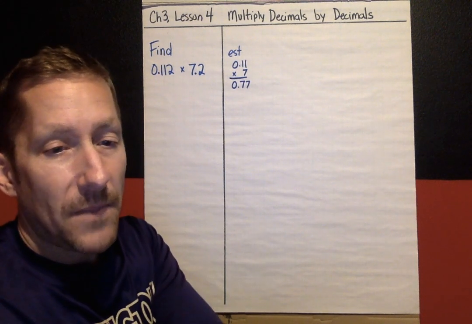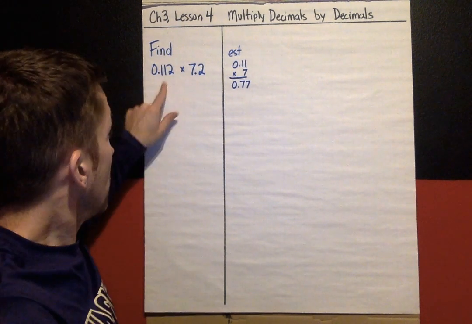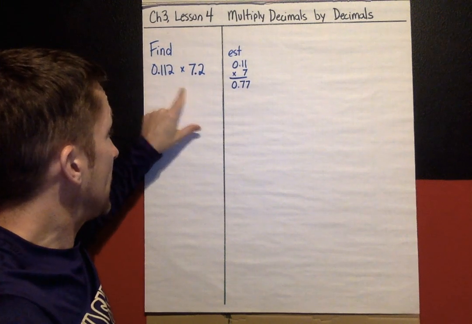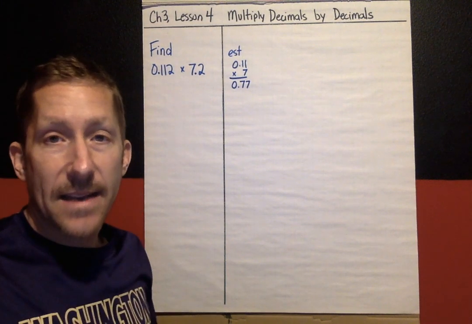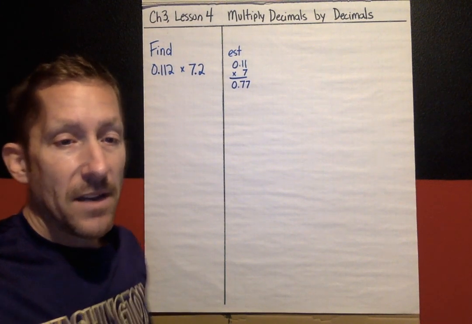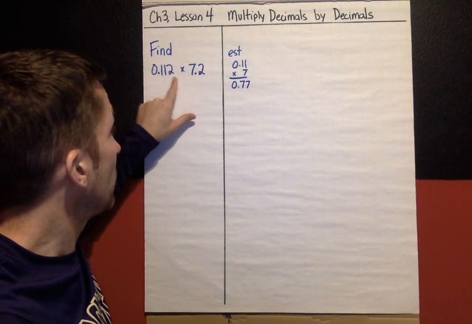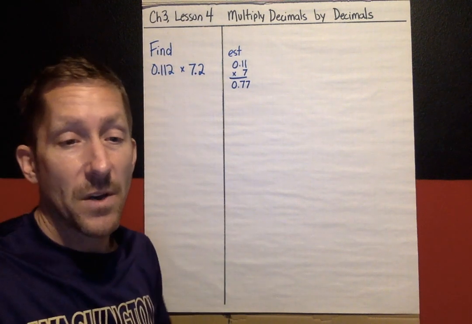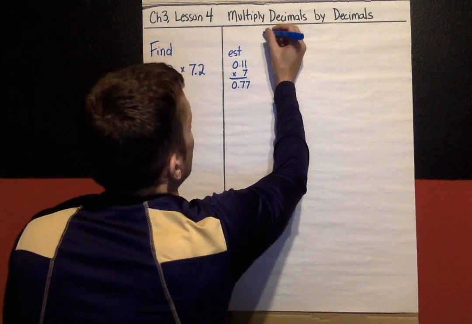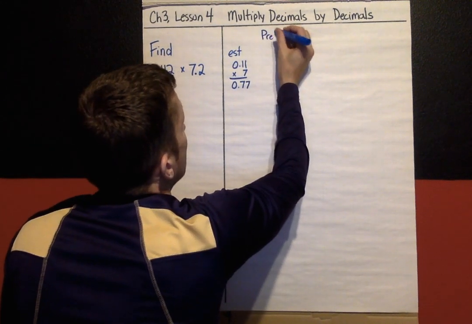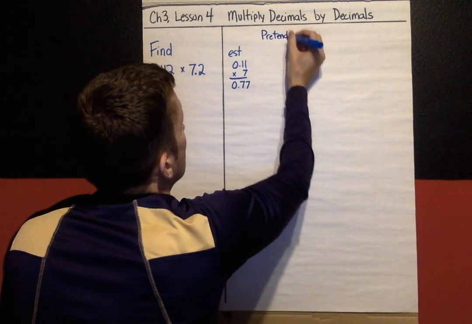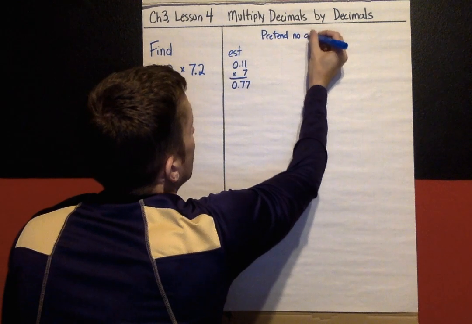All right. The first step when you're multiplying decimals is pretend there is no decimal. So I'm going to pretend like I'm multiplying 112 times 72. So I'm going to write that. Pretend no decimals.